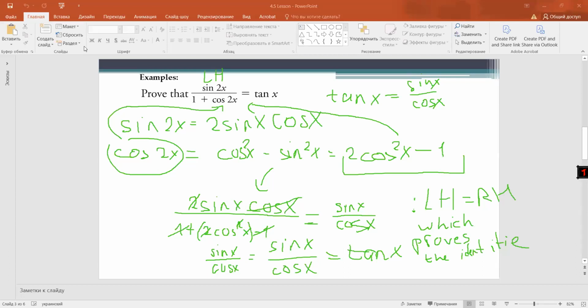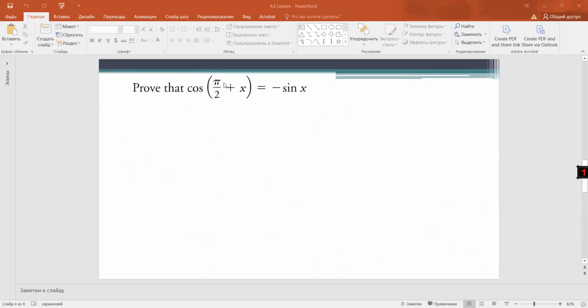Now clear the drawing. And now we gotta prove that cosine pi over 2 plus x equals negative sine x. Does anybody want to solve this one with explanations? That would be really nice. That would be part of your assessment as learning. Anyone? This is the easy one, then it's gonna be harder.